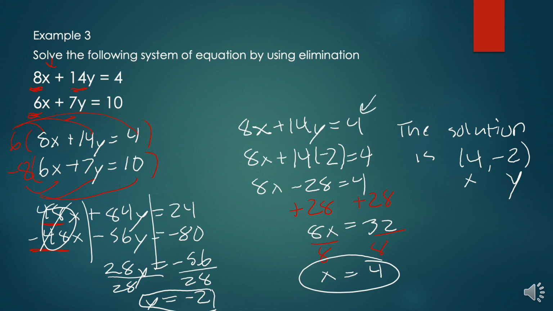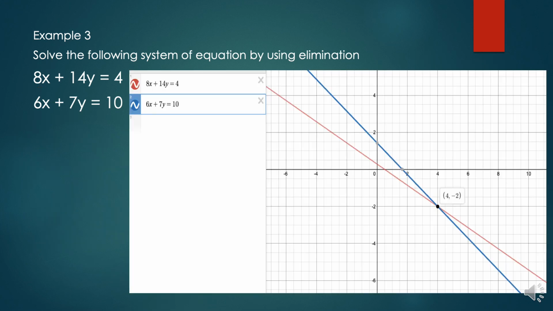Or you could graph both equations in Desmos or your graphing calculator to make sure that this is your intersection point. So there's the graph to prove it.